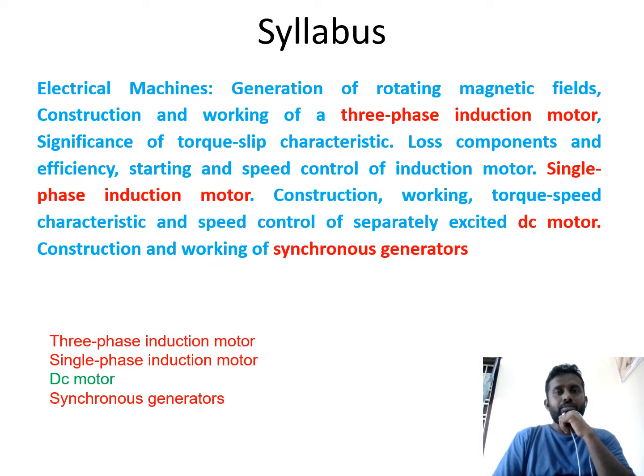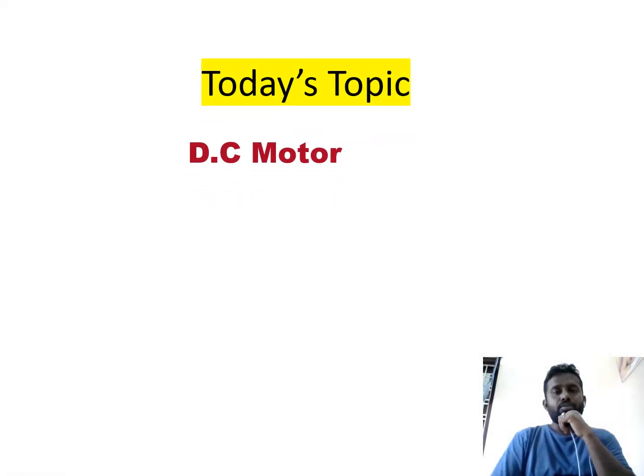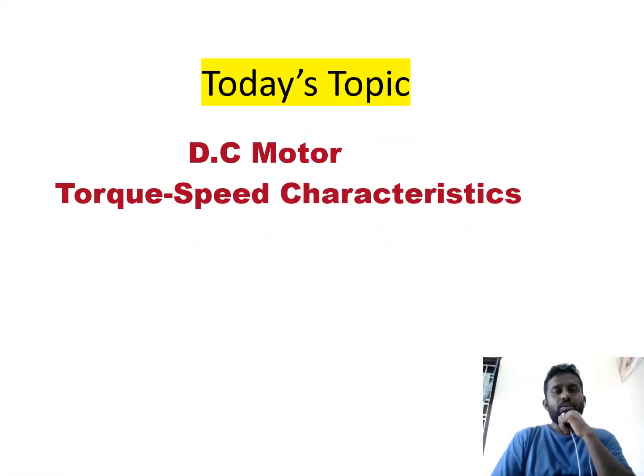As you have seen, the syllabus of Unit 4 can be categorized as four different machines: three-phase induction motor, single-phase induction motor, DC motor, and synchronous generator. And we are dealing with DC motors. So today's topic is DC motor, torque speed characteristics, and speed control.